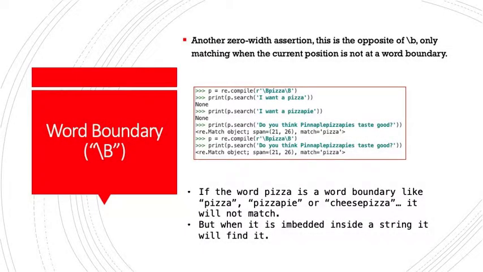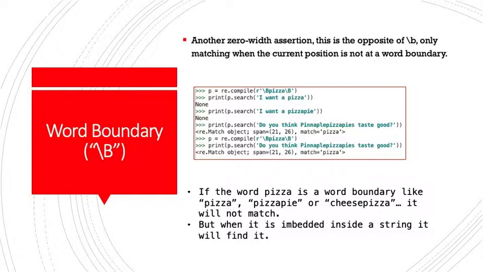Okay, let's look at another word boundary, another zero width assertion. This is the opposite of \lowercase b. It is \uppercase b, and it only matches when the current position is not at a word boundary. So it's the exact opposite of what we just looked at. So let's look at our code. We have p equals re.compile our pizza surrounded by the \B at its front and end. Same exact example as from our previous slide, only with the uppercase b.